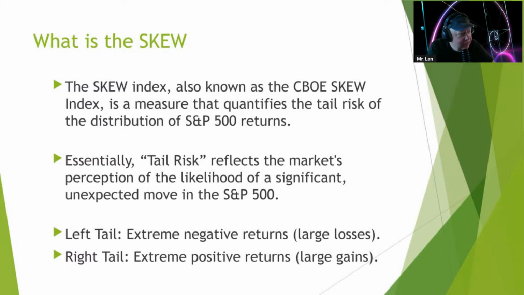The left tail is an extreme negative return, large losses, and we see that all around the world. The left, once again, is negative. The right is an extreme positive. So the right tail is extreme positive returns, large gains. I'm going to read that one more time because it's very important for you to understand. Left tail is extreme negative returns, large losses. Right tail is extreme positive returns, large gains. It's going to become more important as we move forward.